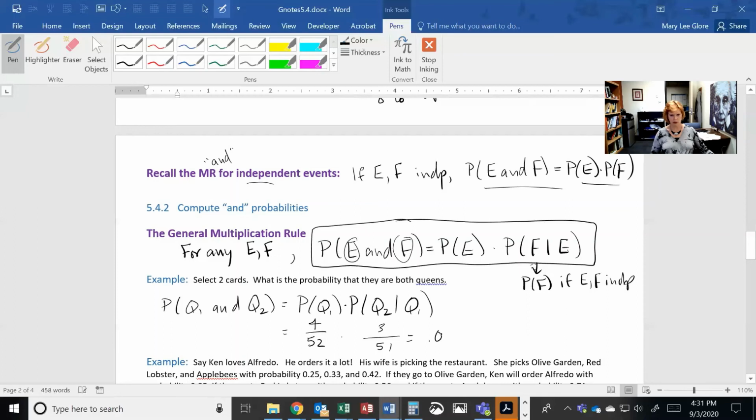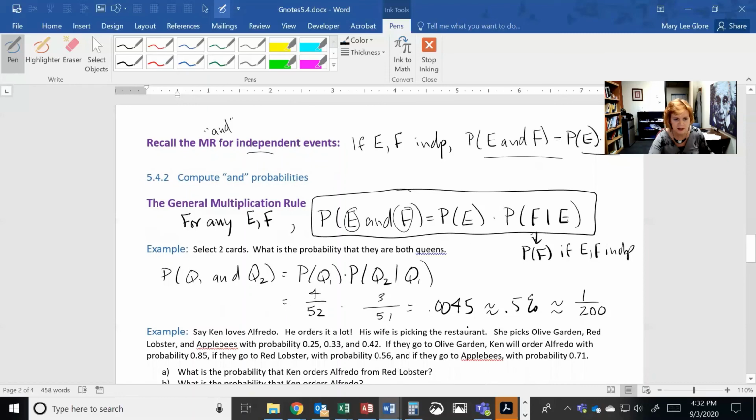This ends up being 0.0045. All right, so this is around 0.5%, half a percent, which is around 1 in 200. So if I'm selecting 2 cards, only 1 in 200 times that I select 2 cards would they both be queens. So not very often. That is unusual. It's less than 0.05. It's like a tenth of 0.05.